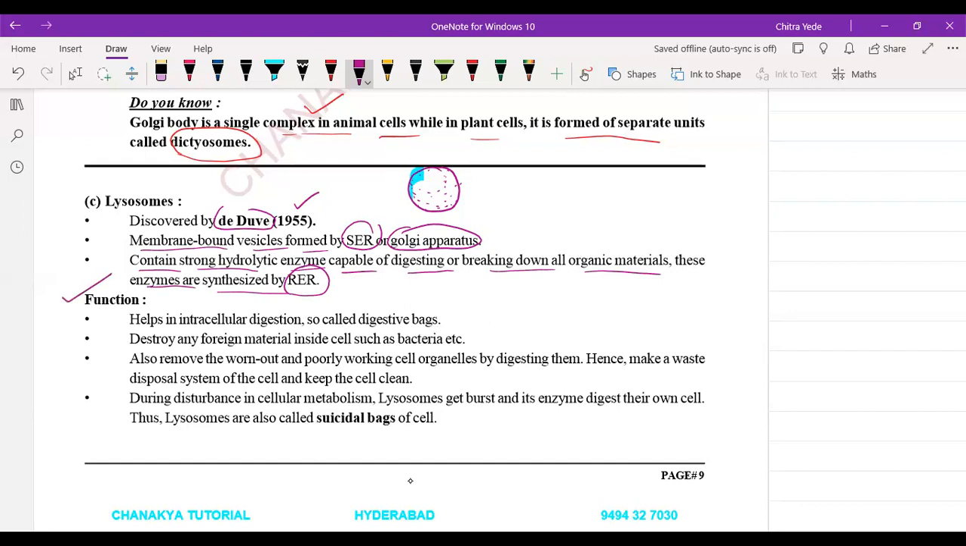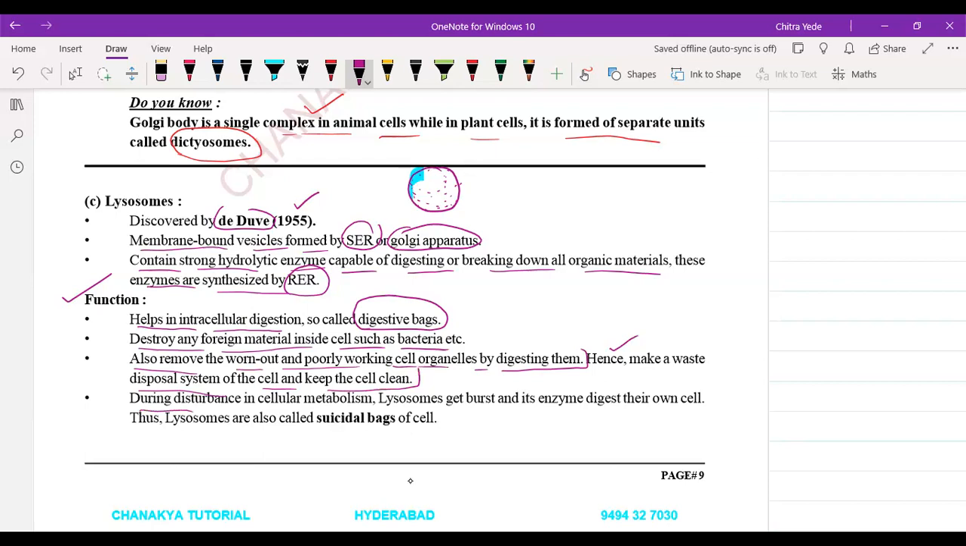Now, function. Lysosomes help in intracellular digestion, so they are called the digestive bag. They destroy any foreign material inside the cell, such as bacteria. They also remove worn out and poorly working cell organelles by digesting them. If cell organelles are not working and become non-functional, the lysosome digests them. Hence, it makes a waste disposal system of the cell and keeps the cell clean.